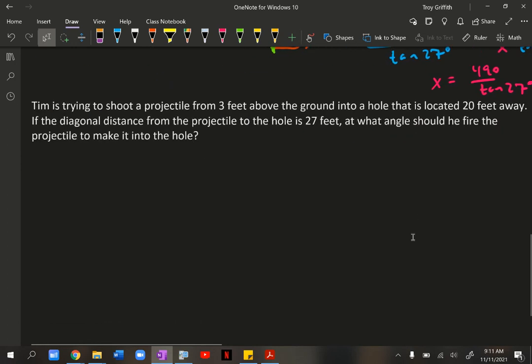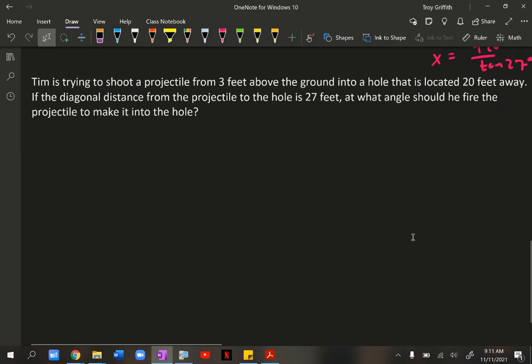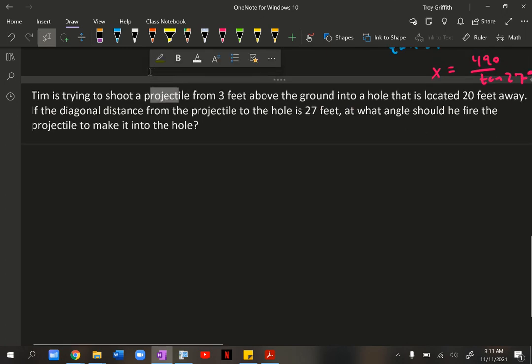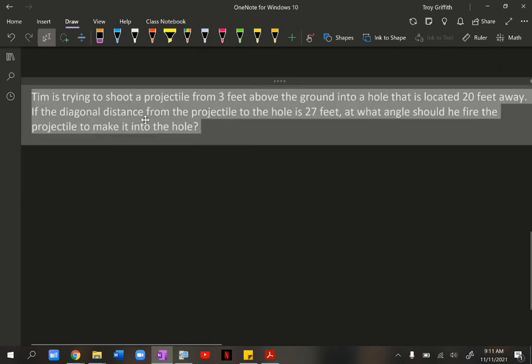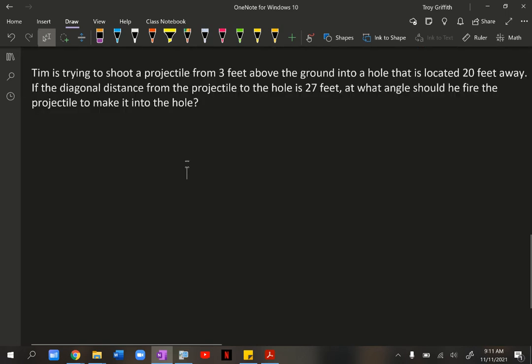Okay, last example here in the video. It says Tim is trying to shoot a projectile from 3 feet above the ground into a hole that is located 20 feet away. Space this out just a little bit so that we're not mixing it with what we've got in the last problem. So into a hole that's located 20 feet away. If the diagonal distance from the projectile to the hole is 27 feet, at what angle should he fire the projectile to make it into the hole?